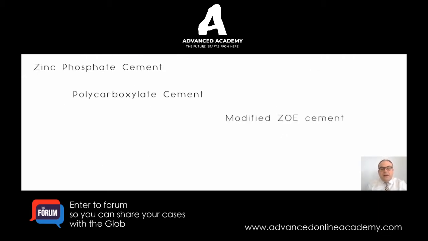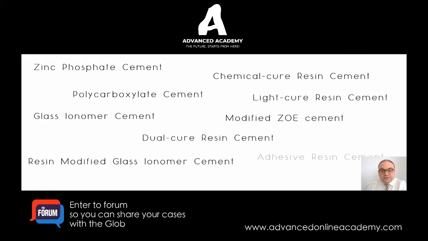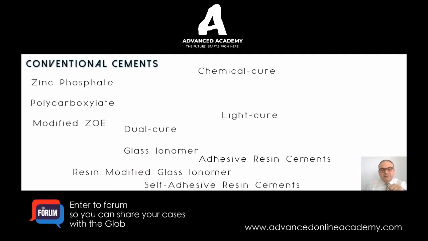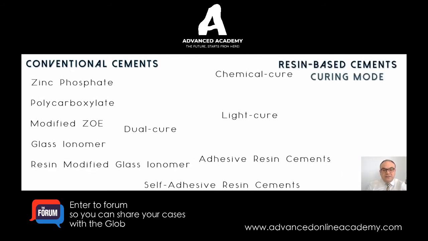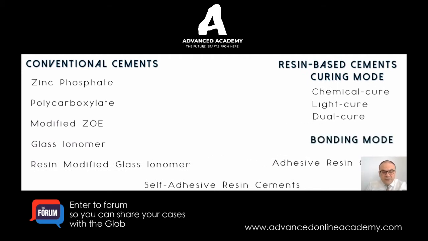And so, again, over the years, we've had many cements that have been introduced to us as clinicians. And you see, it is overwhelming from the different types of cements that we have. But let's focus on organizing our thoughts a little bit here. If we classify the cements into conventional cements, we can see that the zinc phosphate, polycarboxylate, the zinc oxide eugenol, glass ionomers, and even the resin-modified glass ionomers all fall under the category of conventional cements.